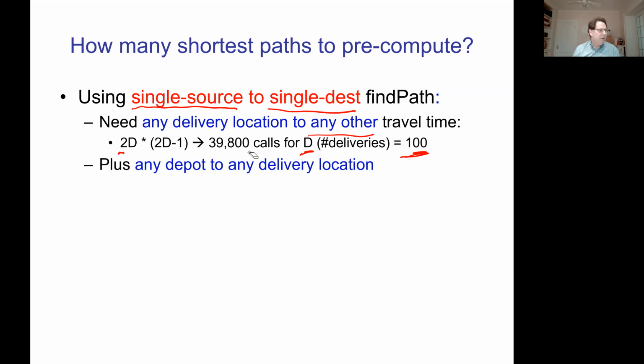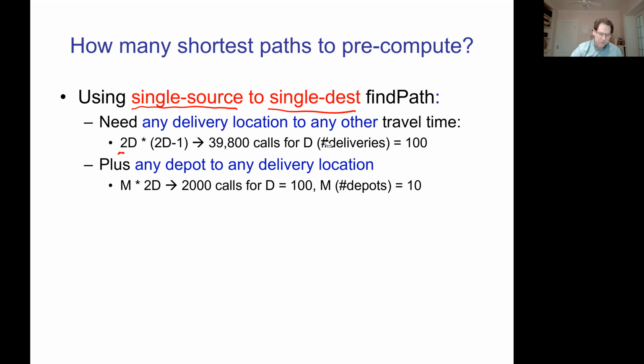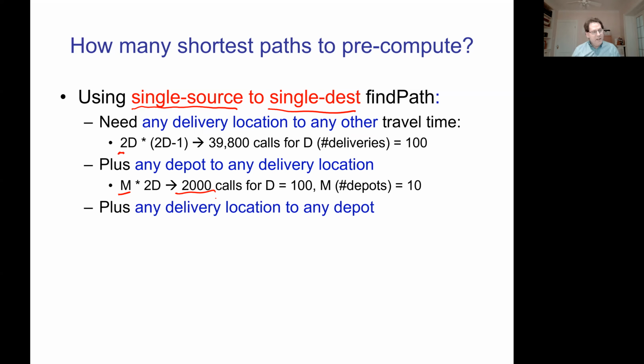Okay, that's most of my travel times. It's the ones between the delivery locations. We also want to know what's the travel time from any depot to a delivery location. So if we had 10 depots or M depots, then the number of possible interesting travel times, if we have 100 deliveries to make, is a lot as well, about 2,000. And then at the end of our delivery route, we need to drop the truck off. So we want to know, well, we don't know what the end of our delivery route is yet. Could be any delivery location.